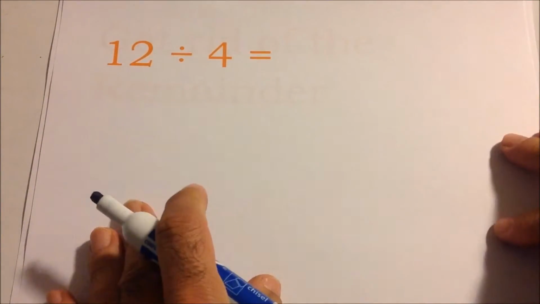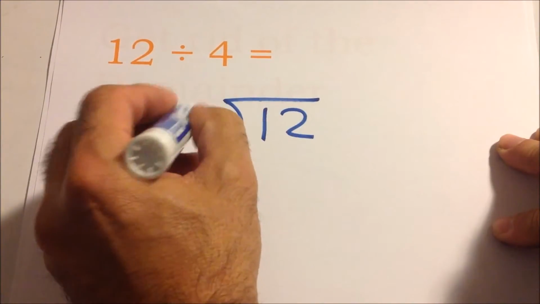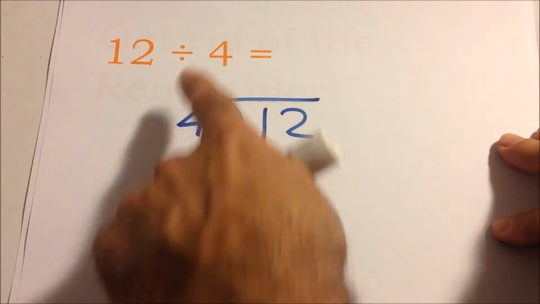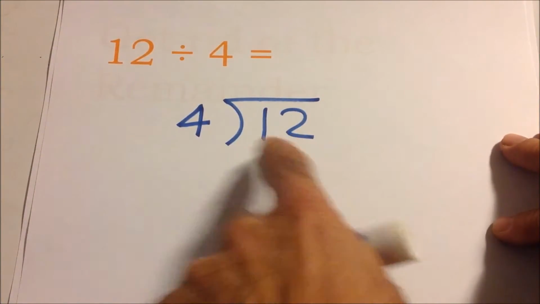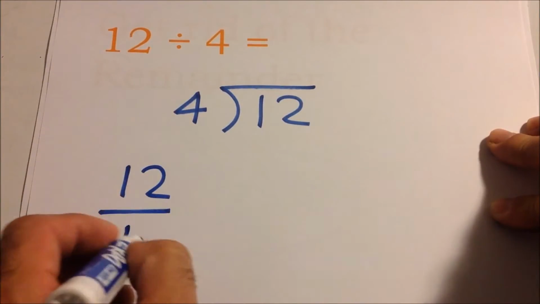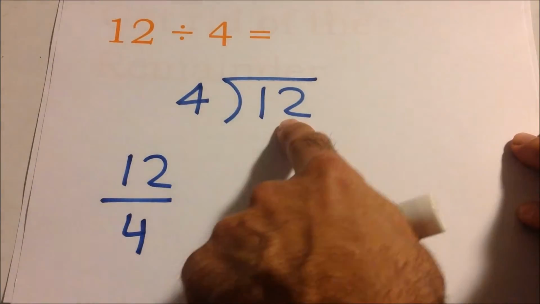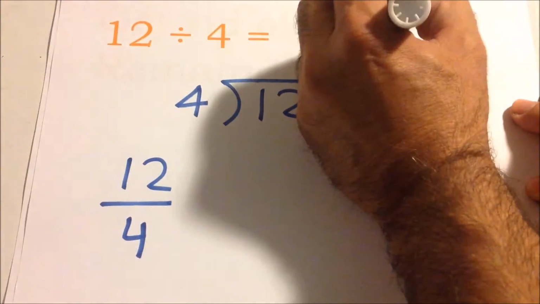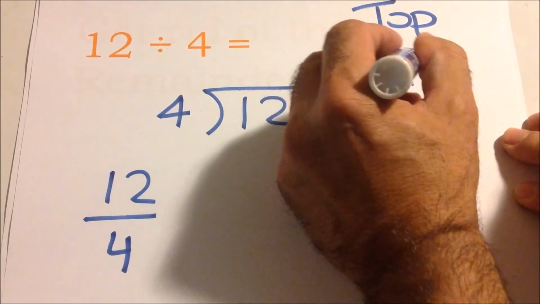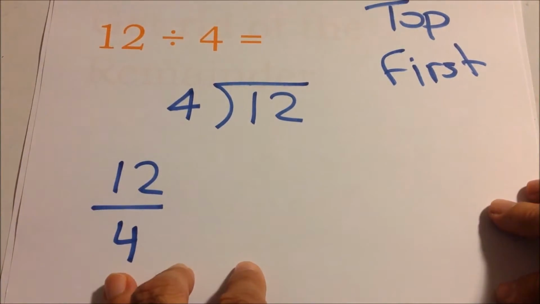So 12 divided by 4, remember the first number always goes in the box. So here we can do it this way: 12 divided by 4, first number is in the box. Now, they can also look like a fraction. Fractions are division. And the top number is always in the box. So remember, top number, always in the box, and the first number always in the box. Top and first, remember that.